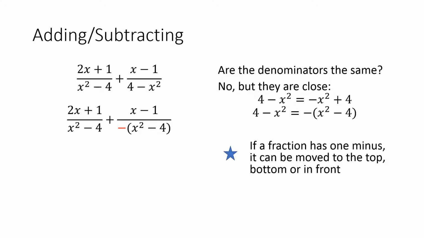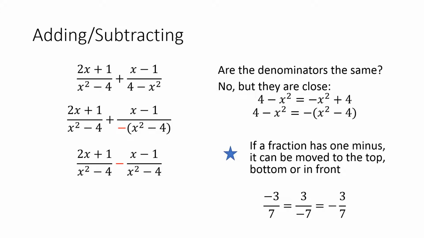Now, the beauty of this one is whenever we have a fraction and it has just one minus sign, we can move it to the top, the bottom, or in front, and the fraction stays exactly the same. So, a simple example, if I have negative 3 over 7, or 3 over negative 7, or a negative in front and then 3 over 7, those are all going to be the same fraction. So I'm going to utilize that same trick in this problem, and I'm going to move that minus sign from the bottom to in front.